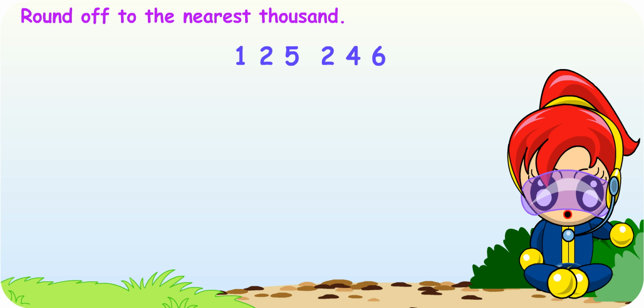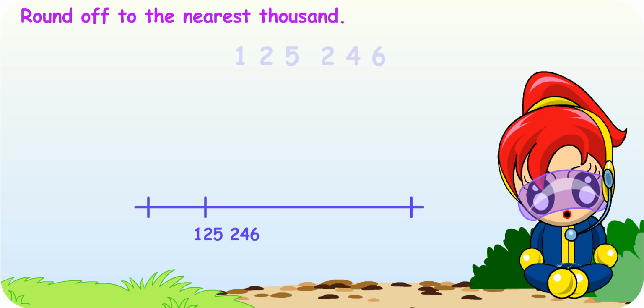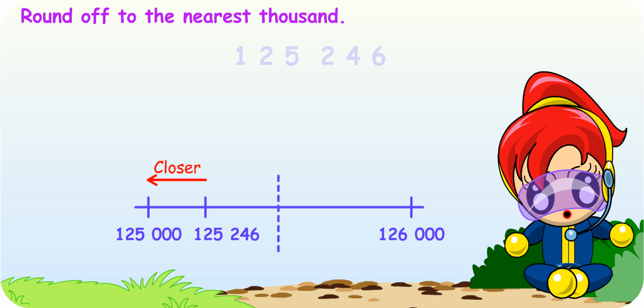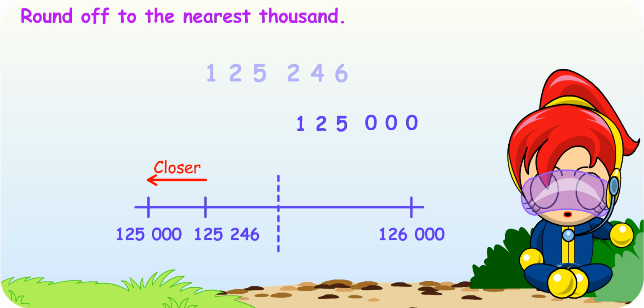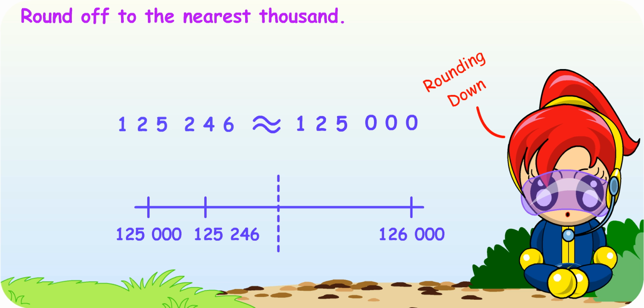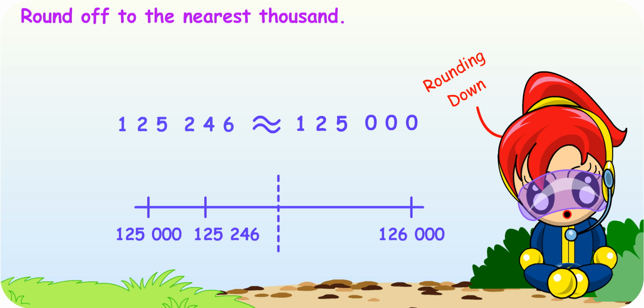By referring to the number line, I know that 125,246 is closer to 125,000 than 126,000. Thus, 125,246 is rounded down to 125,000. When rounding down a number, there is no need to add 1 to the digit in the thousands place.